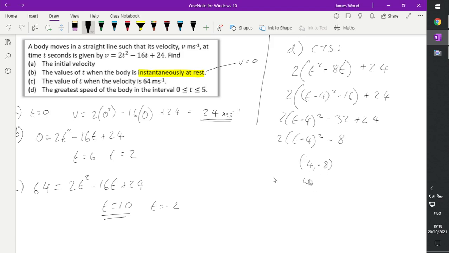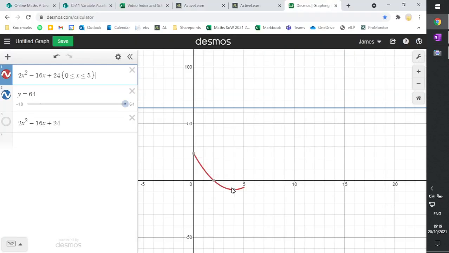So that means that when t is 4, the velocity is minus 8, and that would be my minimum point on this graph, or the vertex. So the greatest speed would be 8 meters per second. Okay, let's check that on the graph. There we go, 4, minus 8.